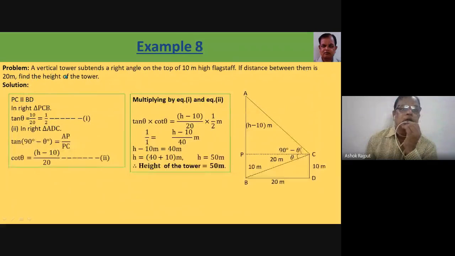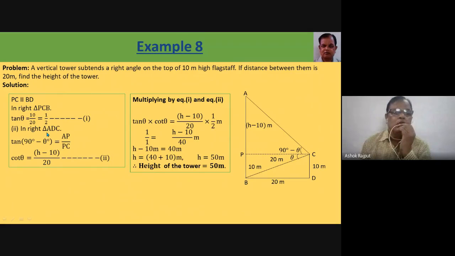A vertical tower is subtended at the right angle on the top of 10-meter high flagstaff. If distance between them is 20 meter, find the height of the tower. As we are seeing, PC and BD are parallel lines. Tan theta equal to 10 upon 20. It is 1 by 2.